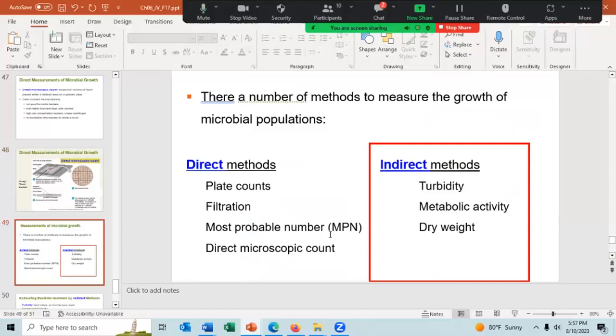All right, I'm not going to talk about the most probable number way because for one thing, I've never used it and it's a little more complex too. And you guys will probably never use the most probable number for counting cells. The indirect methods, we'll talk about how you can indirectly get your number of cells per mil for your microbes using turbidity, metabolic activity, or dry weight.